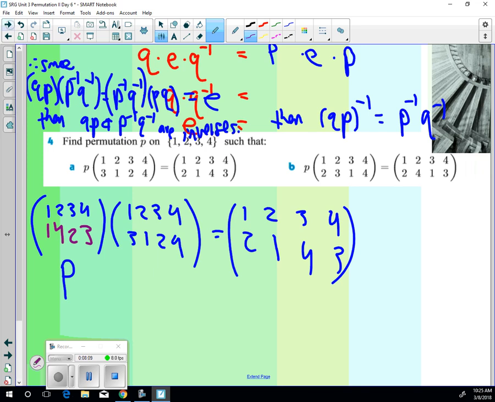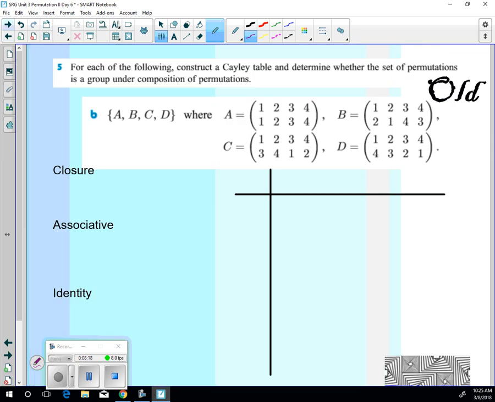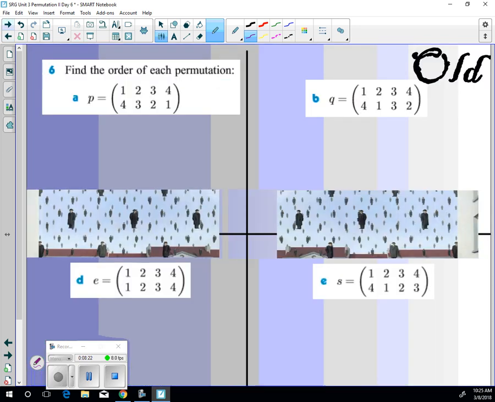I want to just see if that's right. Wait, I've got it right here. Yep, looks good. And we did this one. You can check that answer in the back. Find the order of each permutation. This is going to be helpful today because you're going to be working with order.